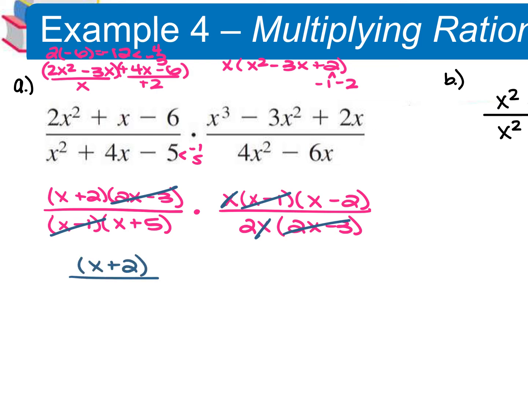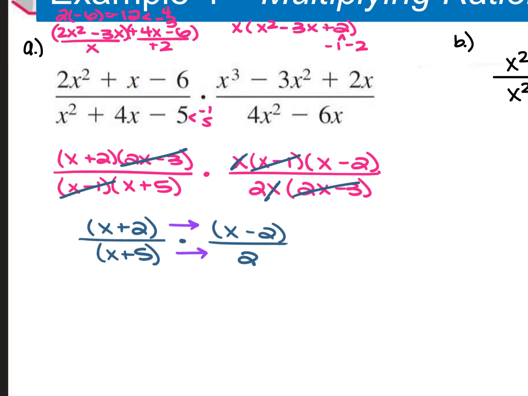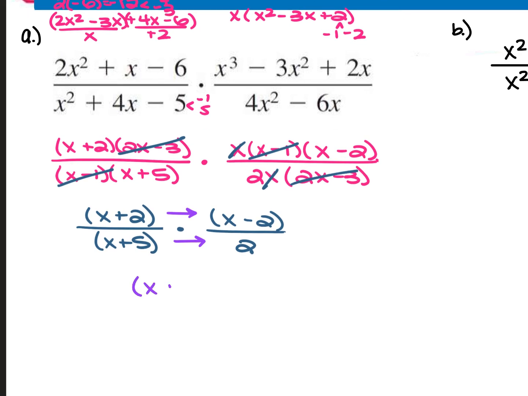So this is just going to give you x plus 2 over x plus 5 times x minus 2 over 2. Since you are multiplying these, you will multiply straight across. And that'll just give you x plus 2 times x minus 2 over 2 times x plus 5.